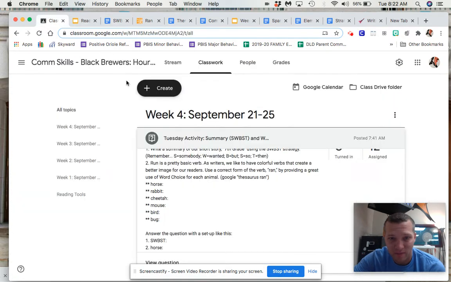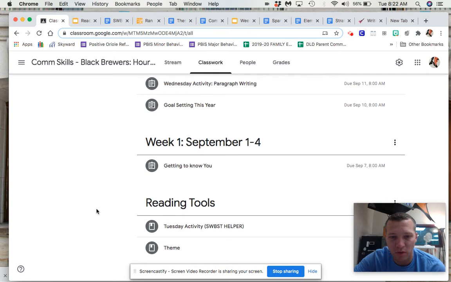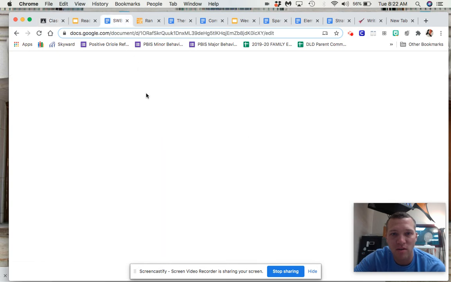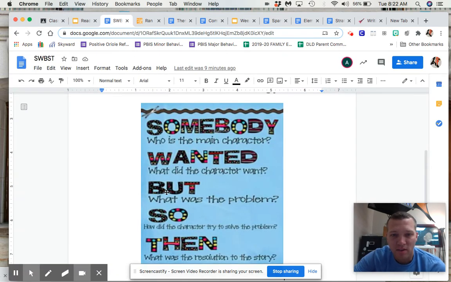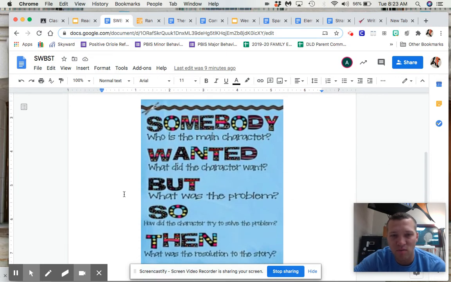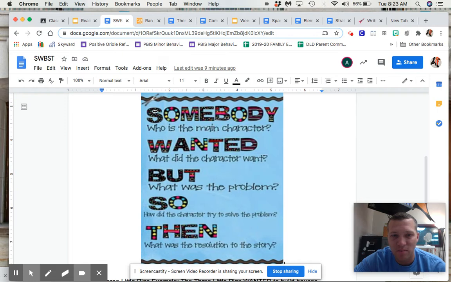And you'll find the SWBST by going all the way down to your reading tools, and then you go SWBST helper. Okay, so when you go there, it's going to look like this. It says how to write a summary, use SWBST strategy. And so this is what it stands for. The S stands for somebody, the W stands for wanted, and then the B is for but, the S is for so, and the T is for then. And you can use it right in this order.